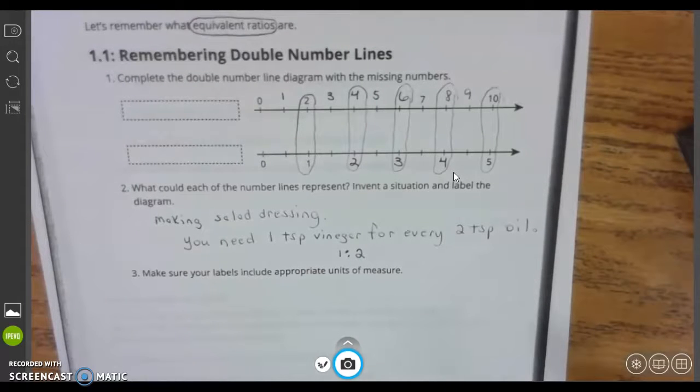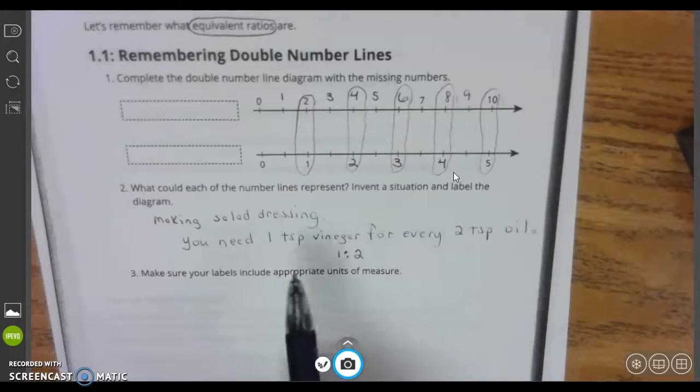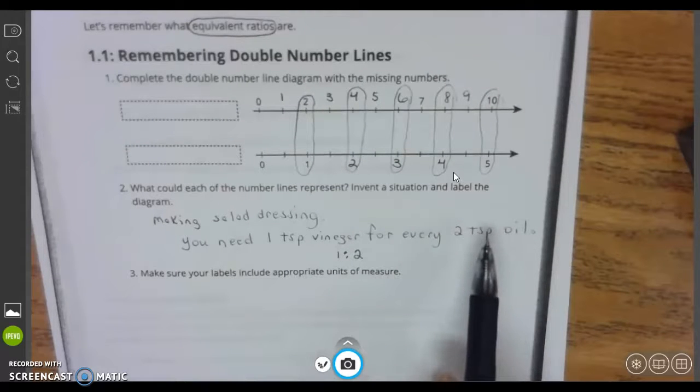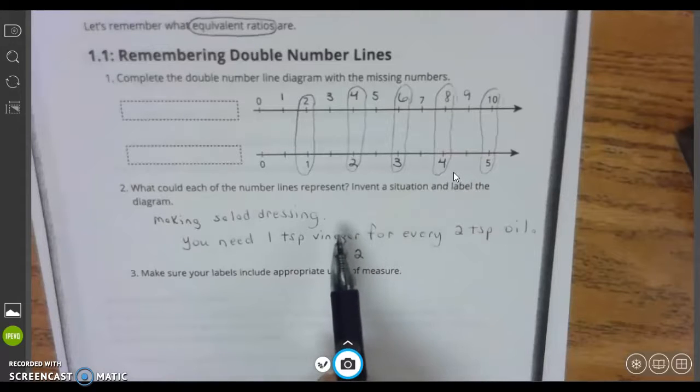What would be my unit rate? How many teaspoons of oil for every teaspoon of vinegar? So that would be 2, right? 2 teaspoons of oil for every teaspoon of vinegar.